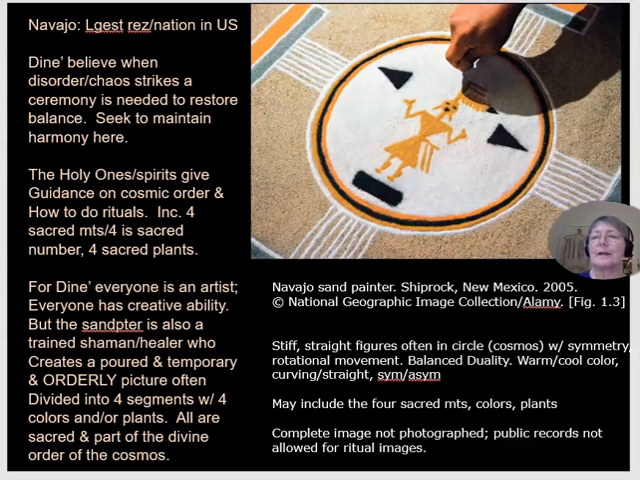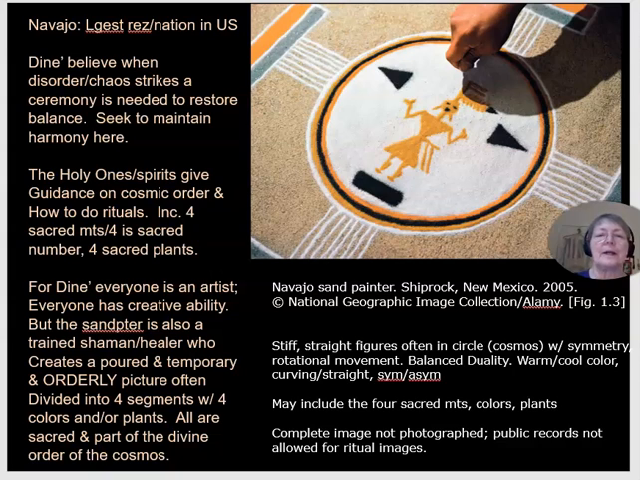They do have a living language that is continued, and within that, they call themselves the Diné, which means the people. They believe that when order or chaos strikes, a ceremony is required to restore balance, to bring back order and harmony. And their goal is to seek to maintain harmony here and now, as they would say, to walk in beauty. The holy ones are the spirits, and they've given the Navajo, the Diné, guidance on what the cosmic order looks like and how to do rituals to maintain it.